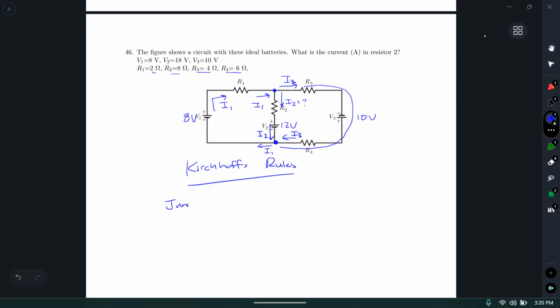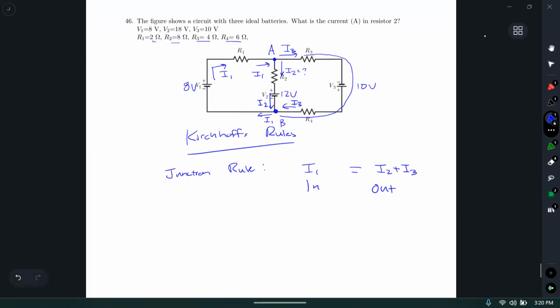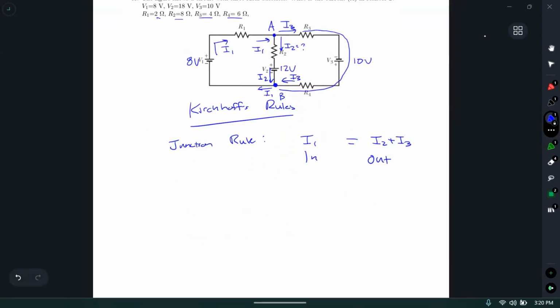Okay, so I look at the junction rule. It says sum of currents entering equals sum leaving. So I'll look at my top junction A. I could set it up for junction B as well, but I'm going to get the same equation. I'll let you check that. I'm just going to do A. So going into it, I see I1. Going out of it, I see I2 and I3. So that is my equation for the junction rule.